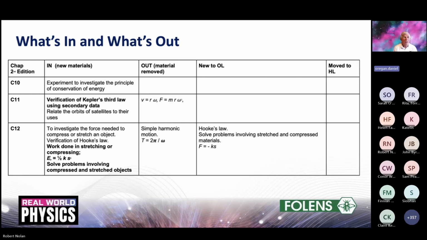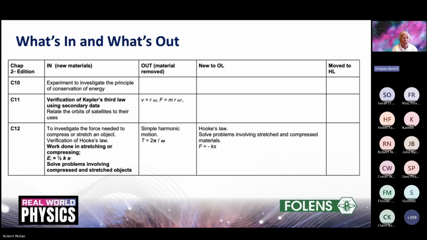Chapter on circular motion. Circular motion is de-emphasized a bit. The formulas are v equals r omega, F equals m omega r, F equals m r omega squared. And calculations involving radians and angular velocities are gone. However, the idea of constant angular velocity is needed.